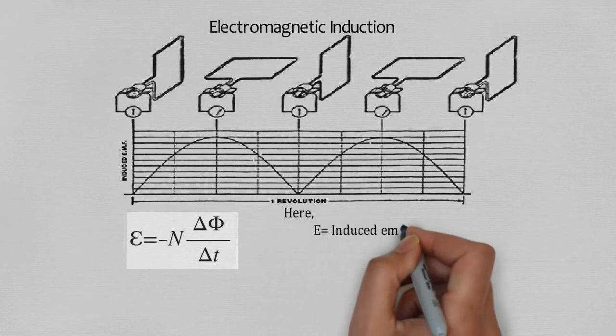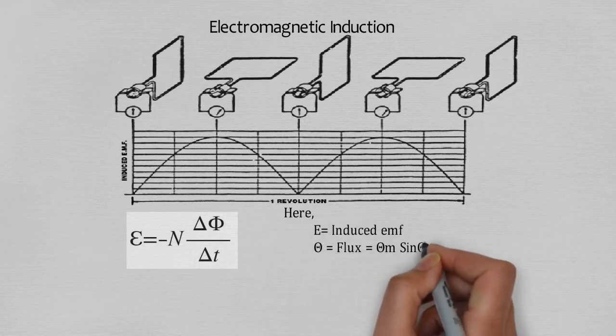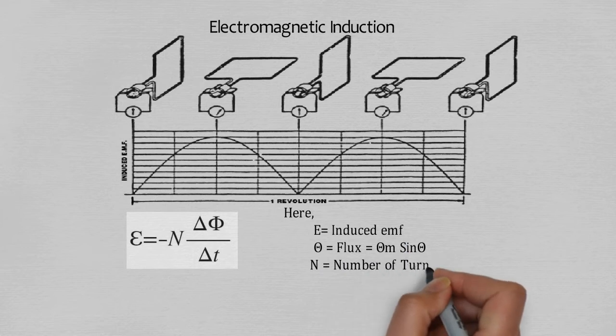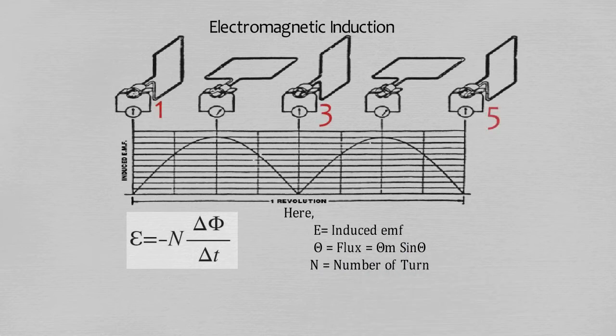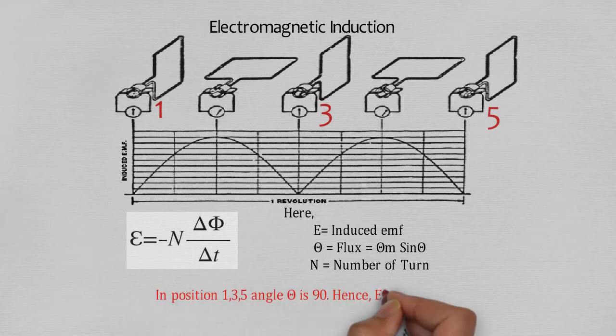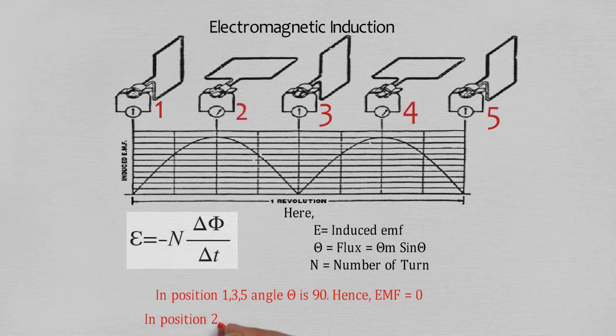And so at position 1, 3 and 5, the amount of induced EMF will be 0 as cosine of 90 is equal to 0. However, at position 2 and 4, the amount of induced EMF will be maximum as cosine of 0 is 1.